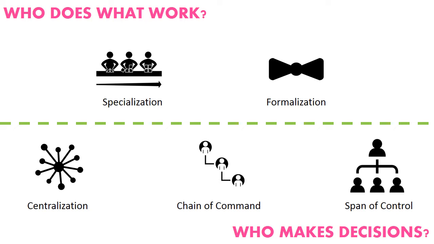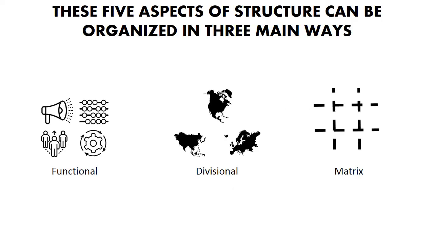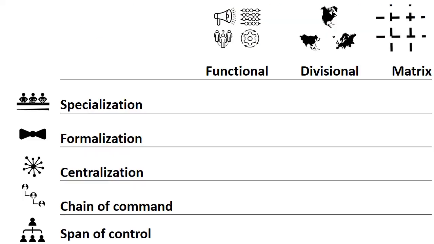We have chain of command, which is who reports to whom. And then we have span of control, which is how many direct reports each manager has. We can take these five aspects of organizational structure and we can organize them in three main ways. We can have a functional structure, a divisional structure, or a matrix structure.